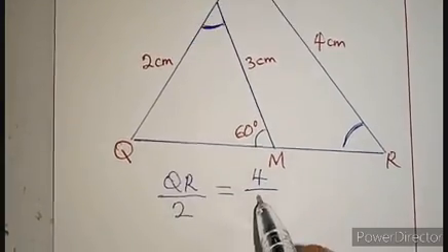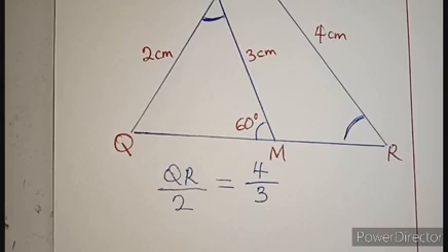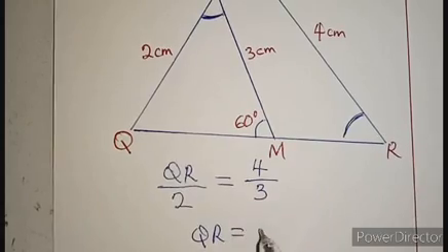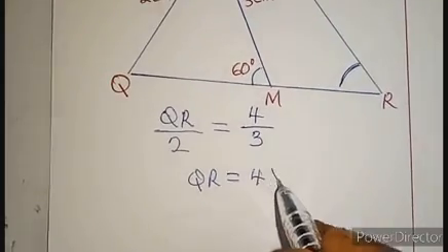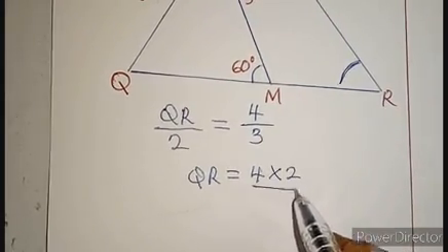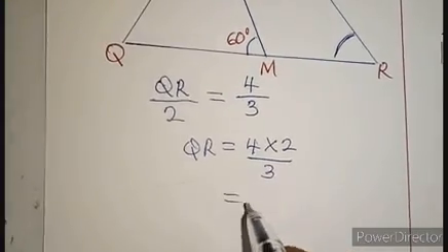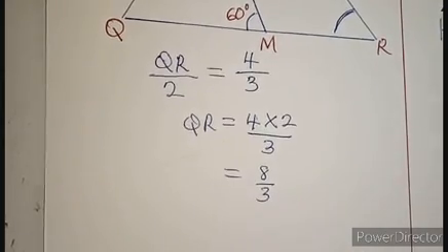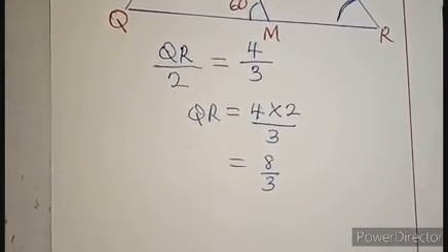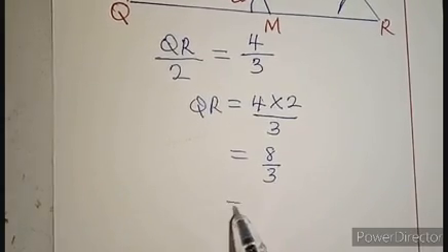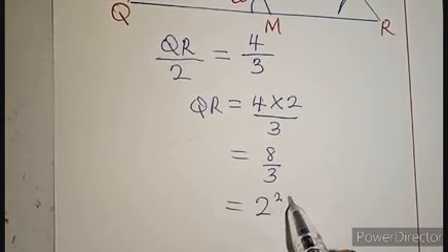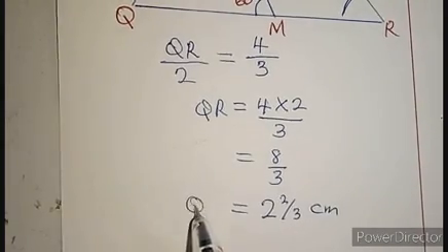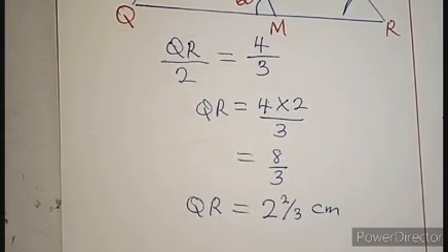So by simple calculation, we have QR equals 4 times 2 over 3. And everybody here can tell that that will be 8 over 3, which will be 2 whole number 2 over 3. And since everything is in centimeter, that's what my QR is.